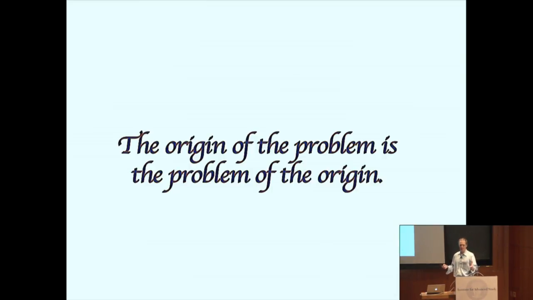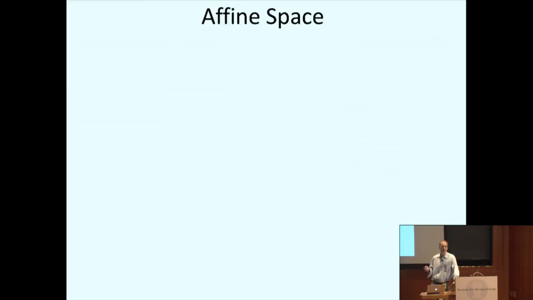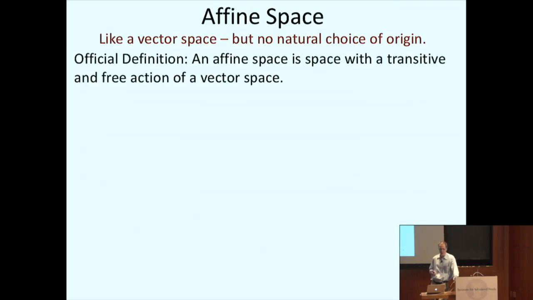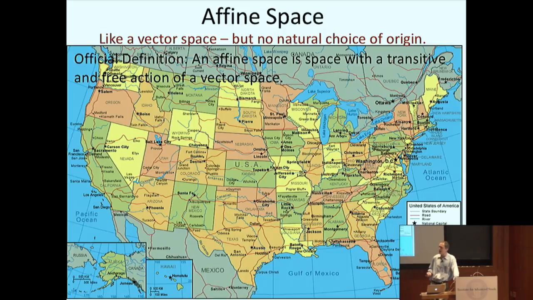And to explain what I mean by that, let's review what an affine space is. An affine space is like a vector space, but there's no natural choice of origin. So the official definition is that an affine space is a space with a transitive and free action of a vector space. Now, we all use affine space all the time when we pretend that the Earth is flat and we use a map. So this is a little piece of affine two-dimensional space. And I ask you, where is the origin?